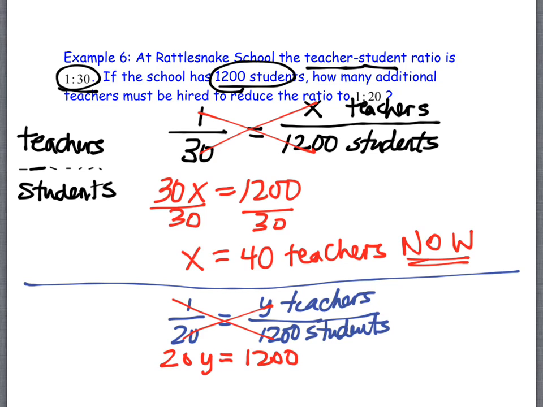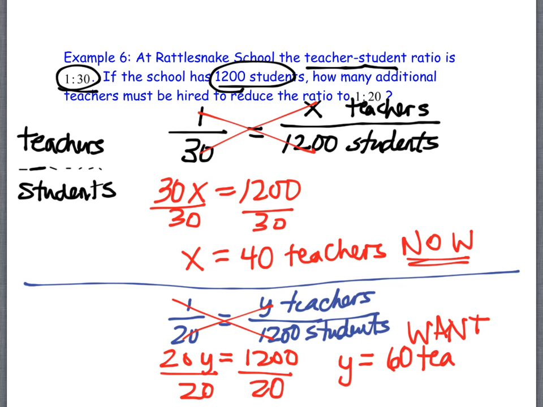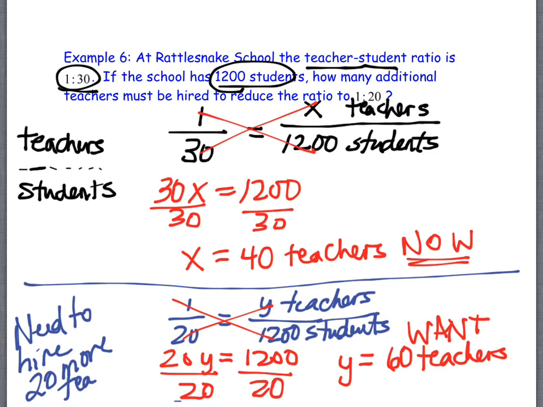Then what? Divide by 20. So what I want is 60 teachers. This is what I want. But the question asked me how many additional teachers must be hired. Right, 20. So I actually would need to hire 20 more teachers. That's assuming that none of the teachers left and so forth, but we're assuming that they're here and they're staying. Okay.